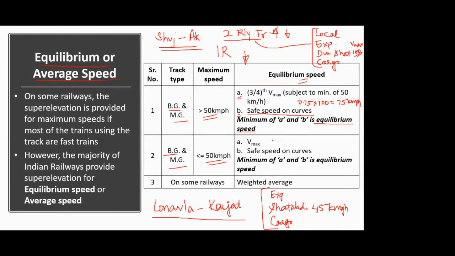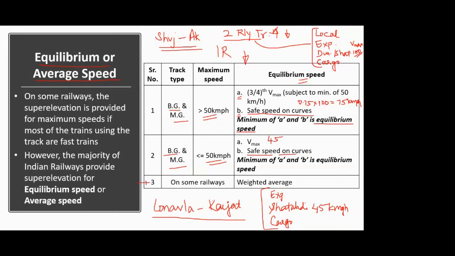Then it falls under this category, broad gauge, meter gauge, with maximum speed less than 50 kmph. Then the equilibrium speed will be either Vmax, which is 45 in this case, or again the safe speed on curve formula that we'll be seeing tomorrow. The minimum of these two will be the equilibrium speed.